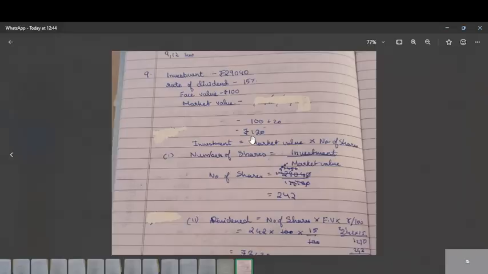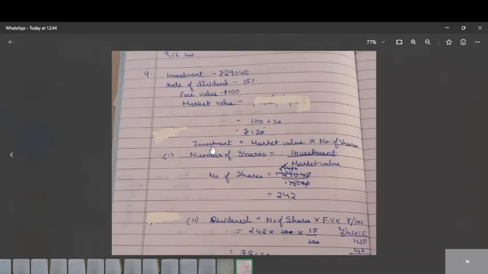So if that one thing would have gone wrong, everything is wrong. Investment is wrong. You won't get market value. You won't get number of shares. So number of shares will go wrong. If number of shares is wrong, dividend will obviously be wrong. Everywhere we use the same concept. Okay. Number of shares. Yes, this is how we are supposed to write.